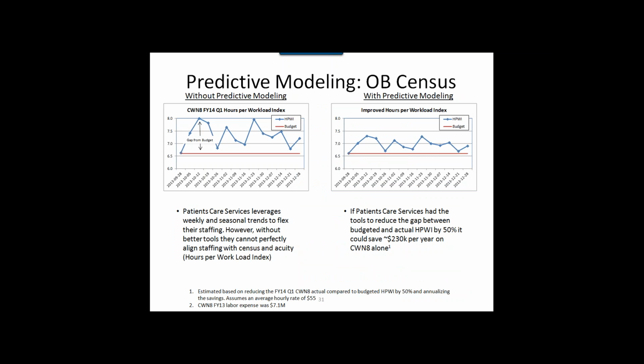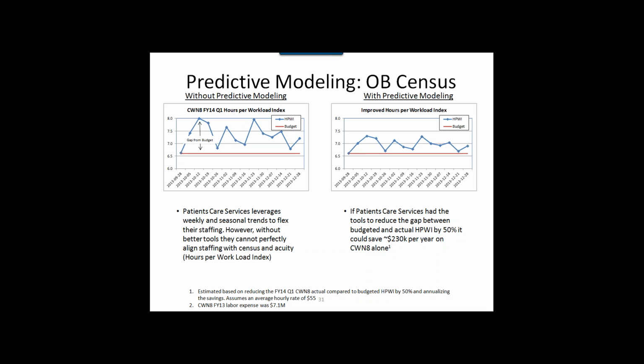So here's an example of obstetrics status without predictive modeling. You can see there's a lot of variability, and we have these significant gaps from our budget. Even though our patient care services use both weekly and seasonal trends to flex staffing, they have trouble perfectly aligning staffing with census and activity.